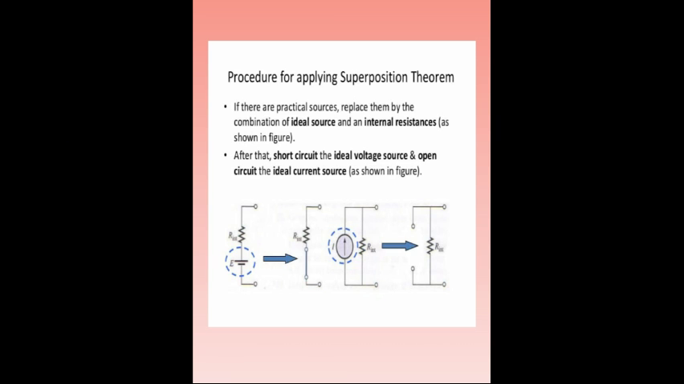Procedure for applying the superposition theorem. In the given circuit figure, it is shown that a voltage source of E volts is replaced as a short circuit and a current source is replaced as an open circuit.